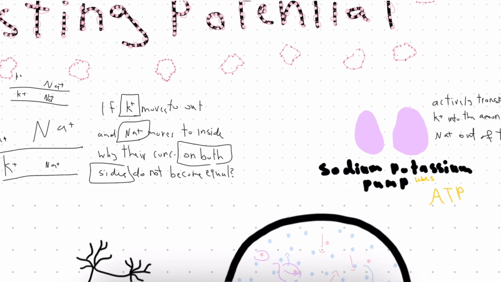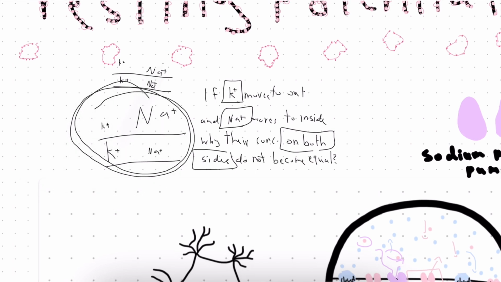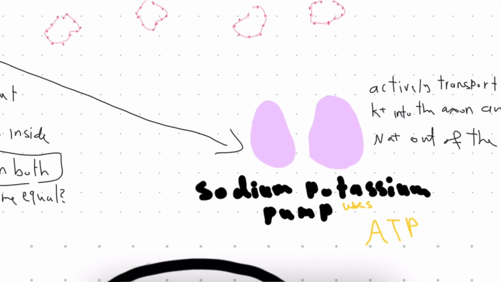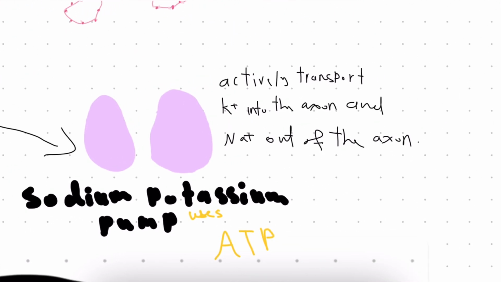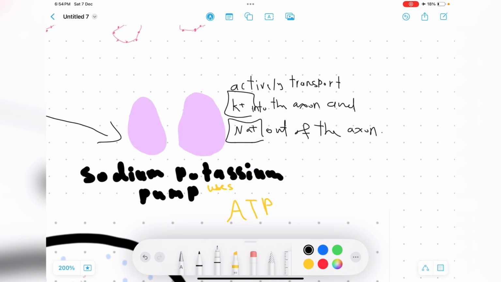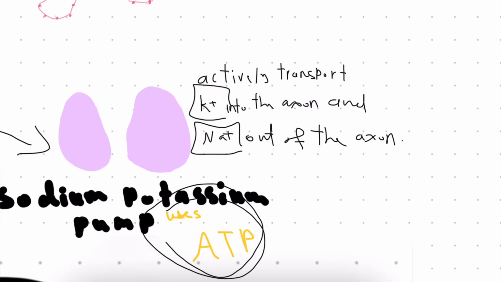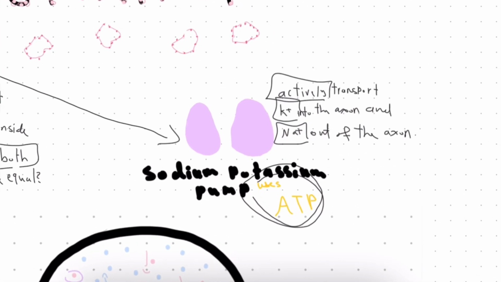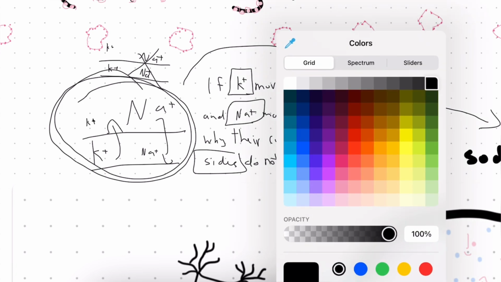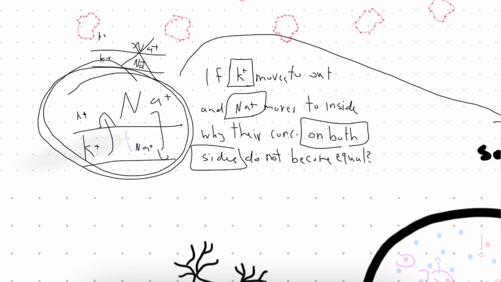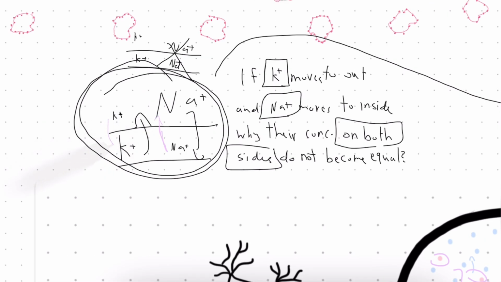The unequal distribution of these ions is due to the action of the sodium-potassium pump. The sodium-potassium pump is a membrane protein that actively transports potassium into the axon and sodium out of the axon. It does that by using ATP. I said actively: they tend to diffuse passively, but this one does the opposite. The sodium-potassium pump uses ATP in order to move sodium outside and to move potassium inside.